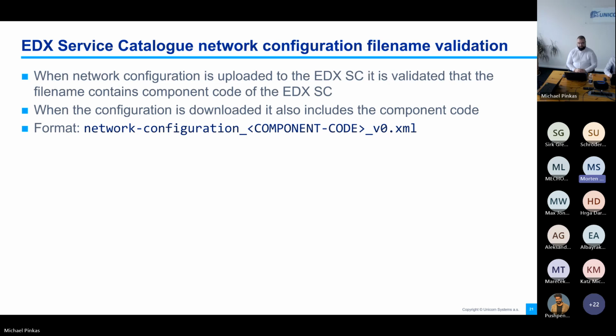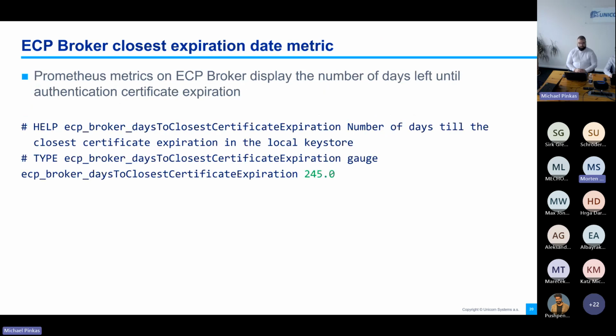And a quick question: is that expiration to the closest certificate of any type, or is it the authentication certificate specifically? This is on the ECP broker, which only contains the authentication certificate. So basically any, but just the one. All right, thanks.